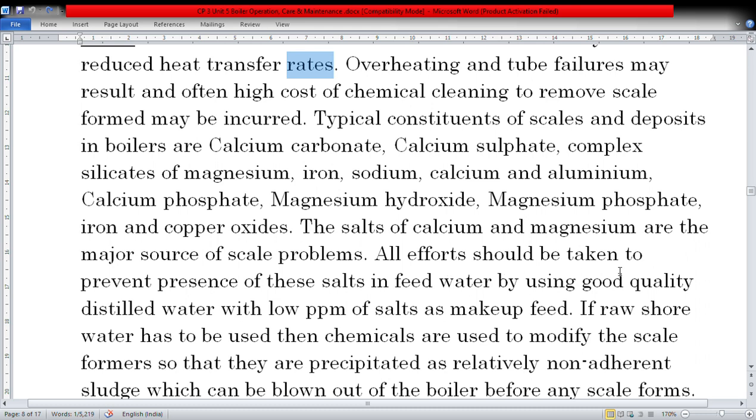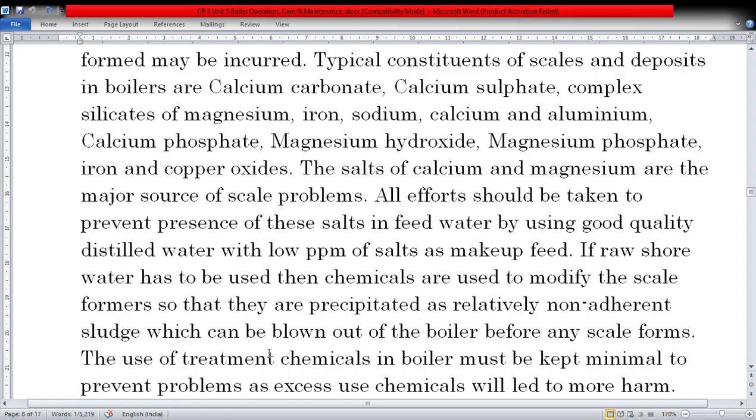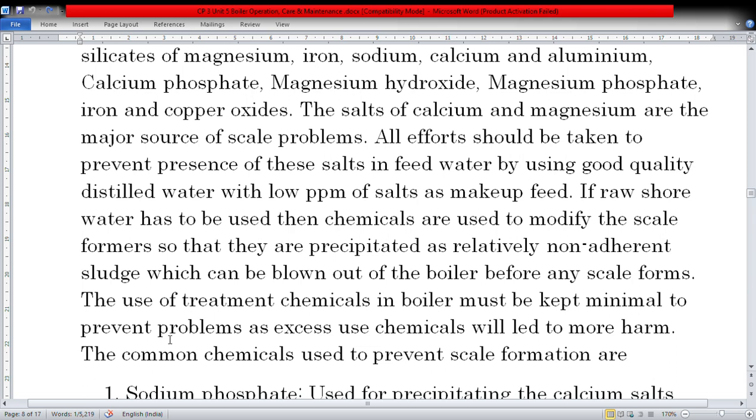All efforts should be taken to prevent the presence of these salts in feed water by using good quality distilled water with low ppm of salts as makeup feed. If raw shore water has to be used, then chemicals are used to modify the scale formers so that they are precipitated as relatively non-adherent sludge, which can be blown out of the boiler before any scale forms. The use of treatment chemicals in the boiler must be kept minimal, as excess use of chemicals will lead to more harm. The common chemicals used to prevent scale formation are as follows.